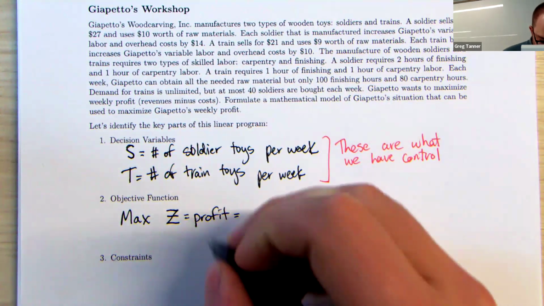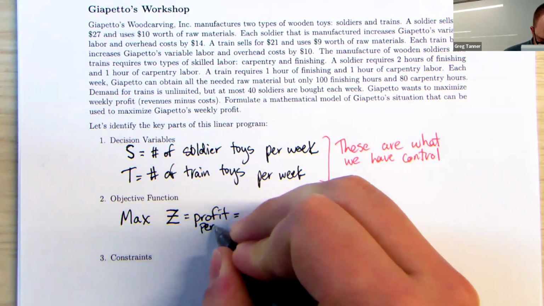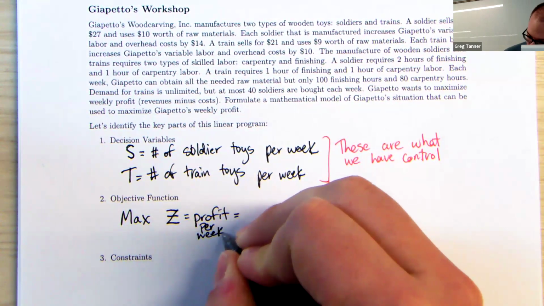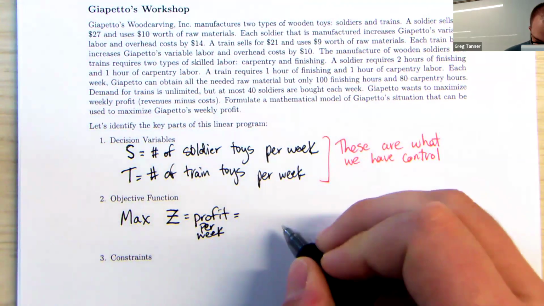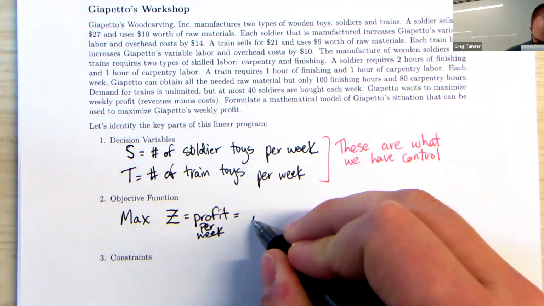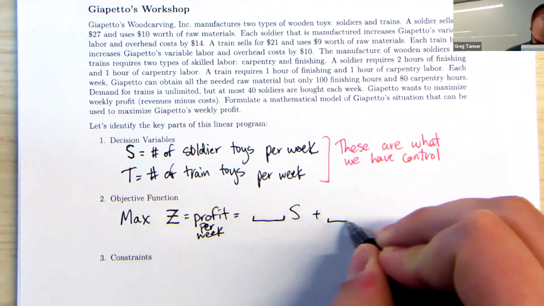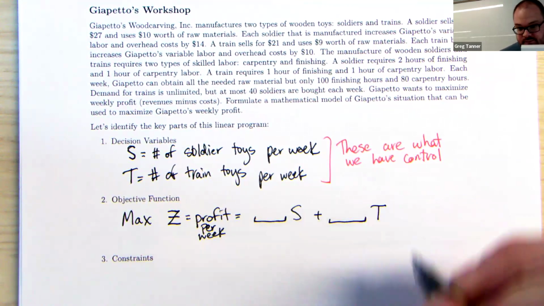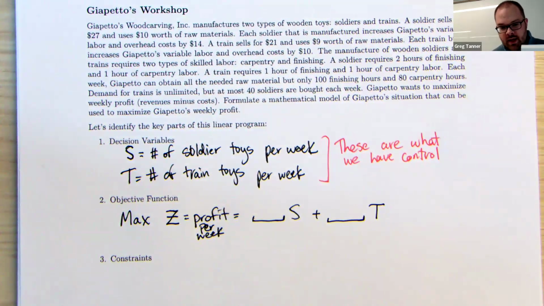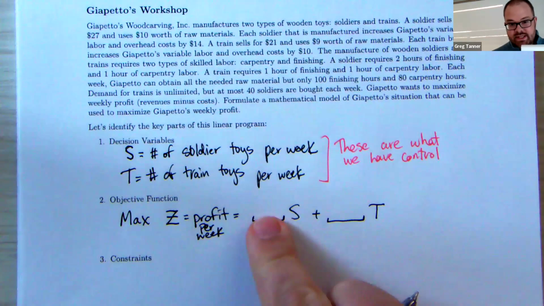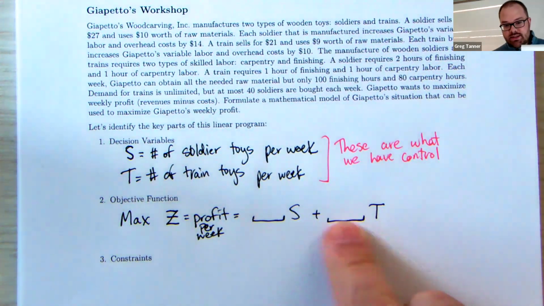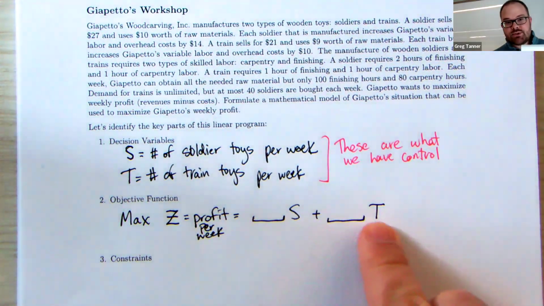So that profit per week will be something times the number of soldiers plus something times the number of trains. For a linear program, we need a linear combination of these, and so we'll always have a constant here times soldiers plus a constant here times trains.